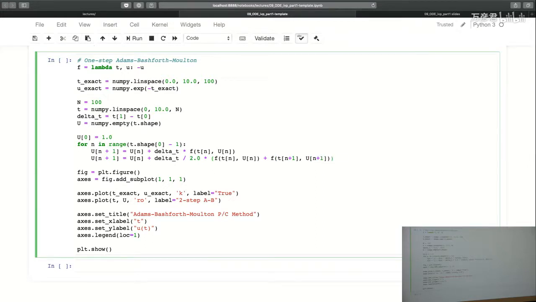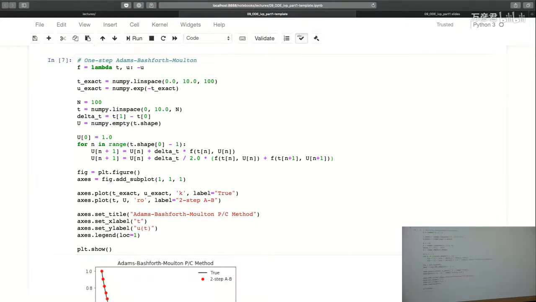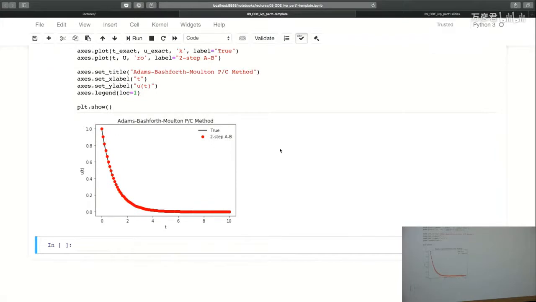So again, we've already defined what u_{n+1} is. We're just using that predicted value. And this is the method. And we see that it works.